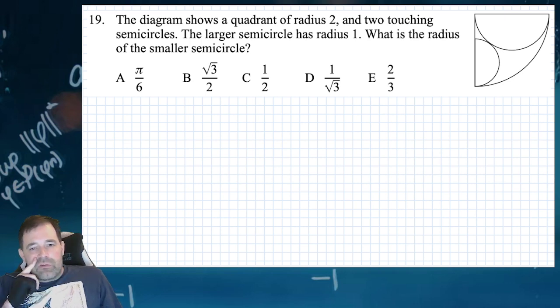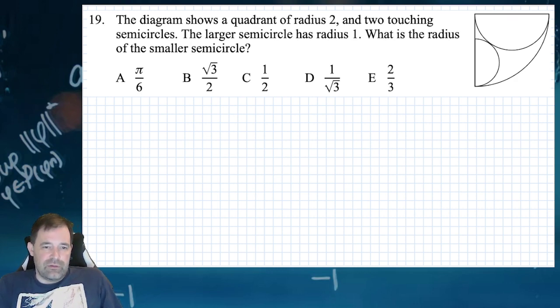The diagram shows a quadrant of radius 2 and 2 touching semicircles. The larger semicircle has a radius 1. What is the radius of the smaller semicircle? So the whole length is 2. The radius of this one is 1. So that means maybe we'll need that line there as 1.